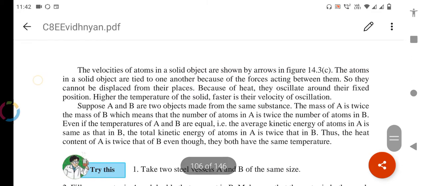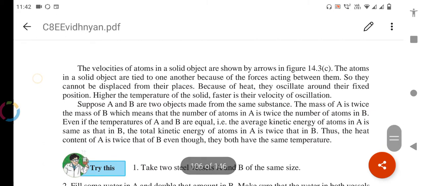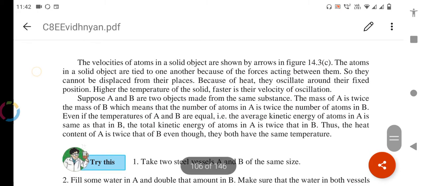The atoms in a solid object are tied to one another because of the force acting between them, so they cannot be displaced from their place. Because of heat they oscillate around their fixed position. The higher the temperature of the solid, the faster is their velocity of oscillation.